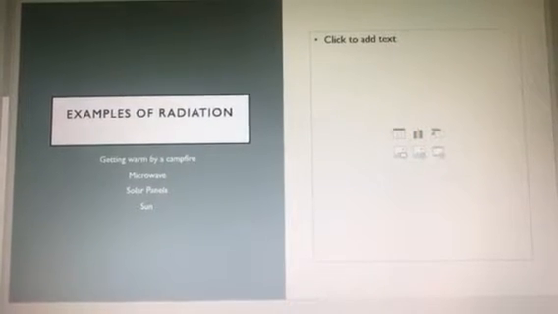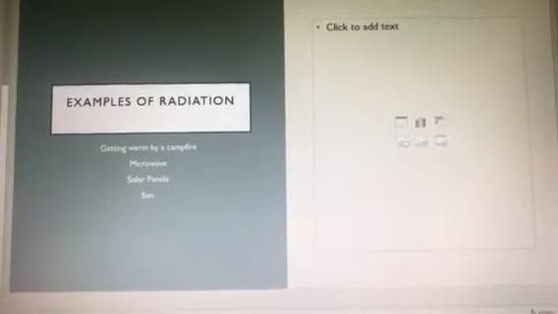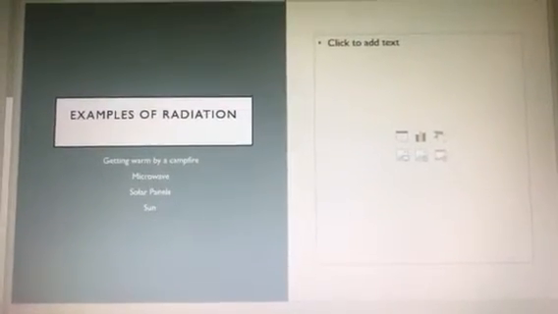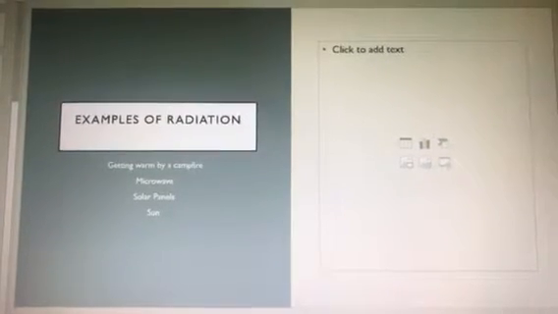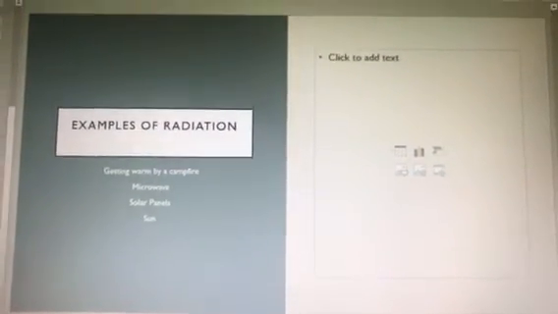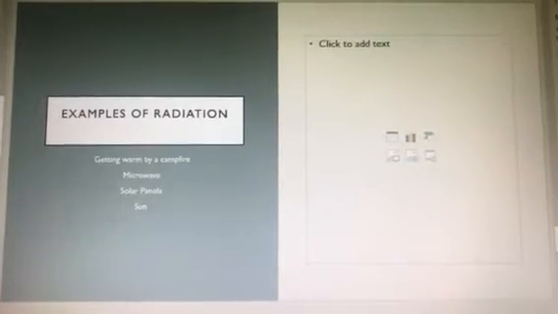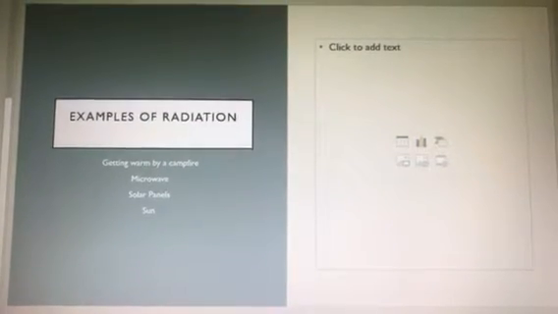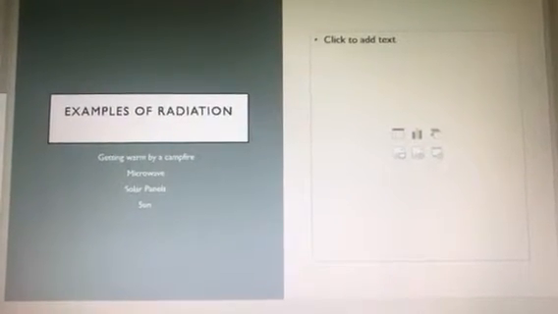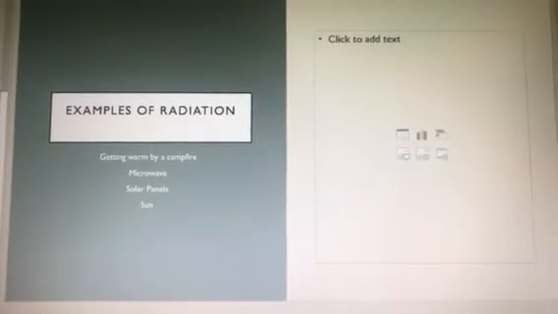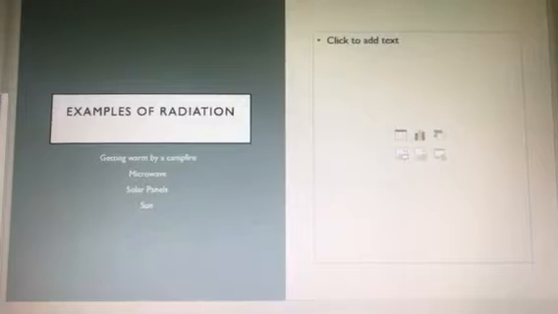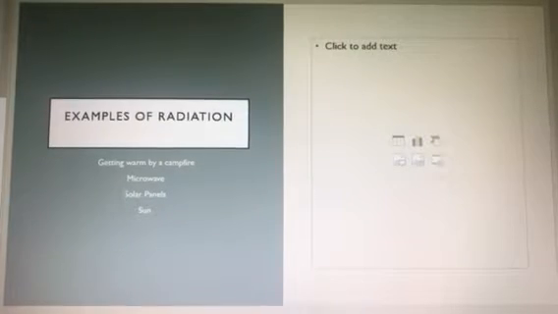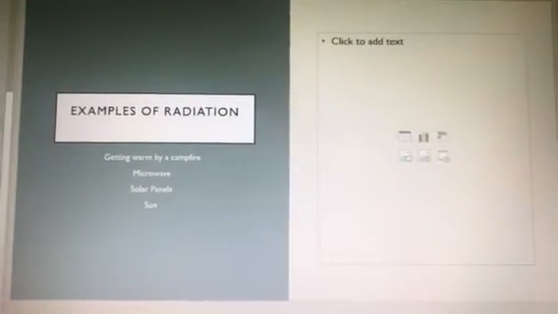Examples of radiation. When you sit by a campfire, the fire is going, you're not directly touching the fire, but you feel the heat from it. This is an example of radiation. Microwave. When you turn a microwave on, place your food inside the microwave. Your food is not directly touching the heat, but through radiation and heat transfer, it's able to heat the food.